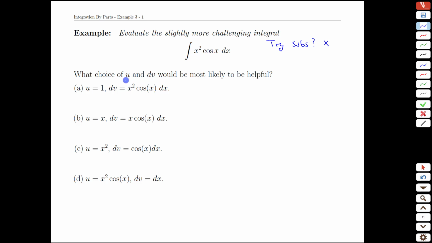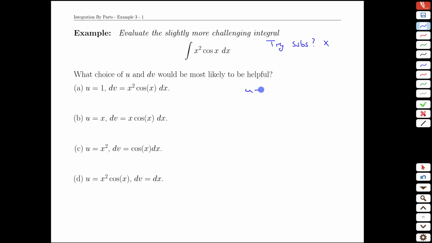And for that integration by parts process, we need to choose a u and a dv part. Take a look at the options that are listed here and see if you can identify one that looks like it has better prospects for success out of the set here. Pause the video and then we'll check in.